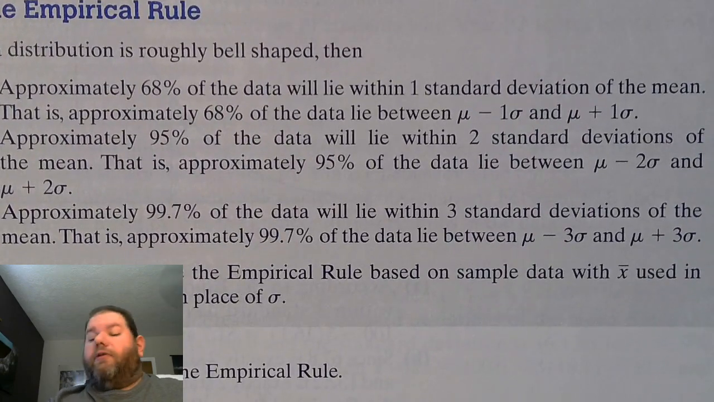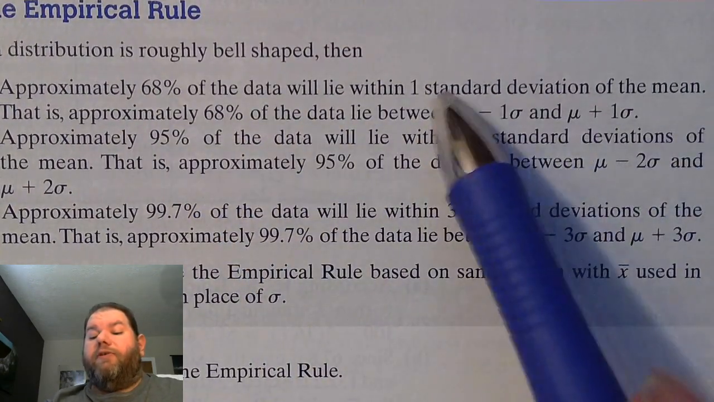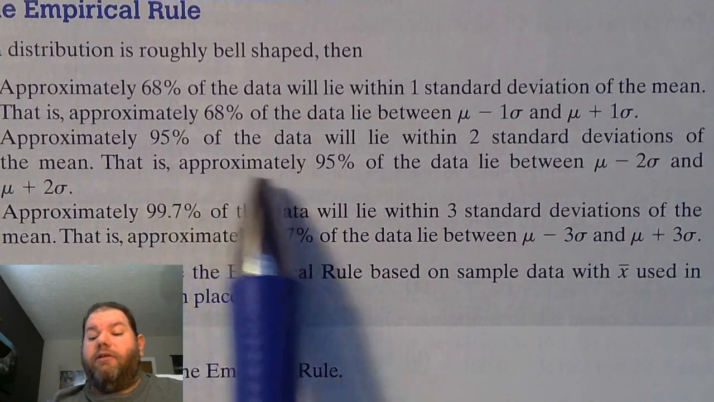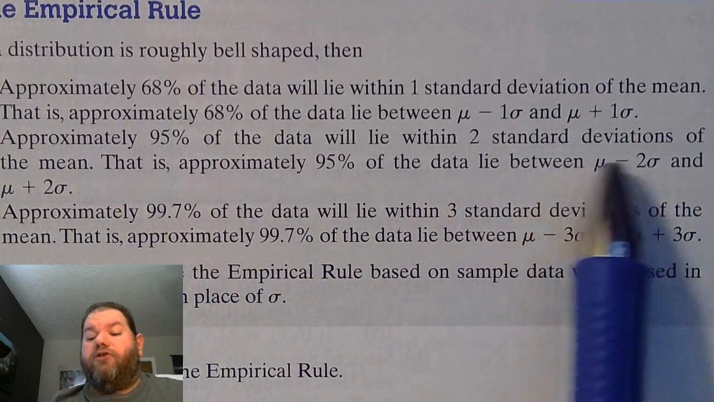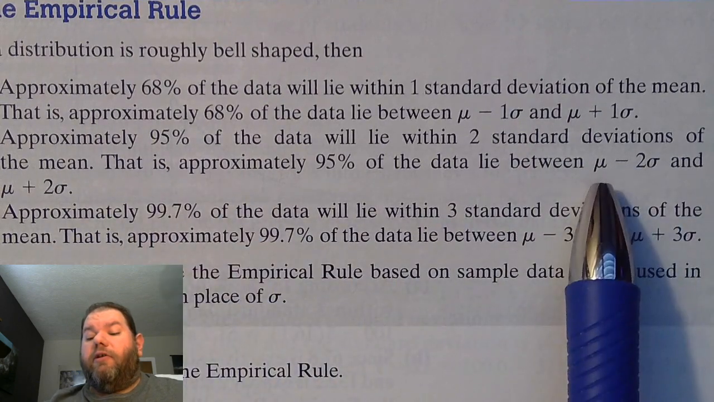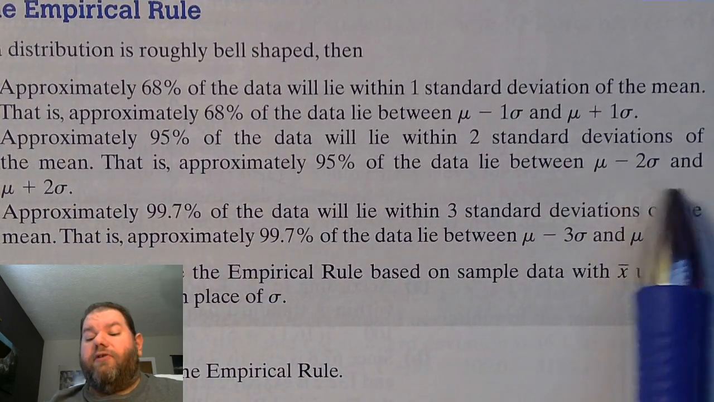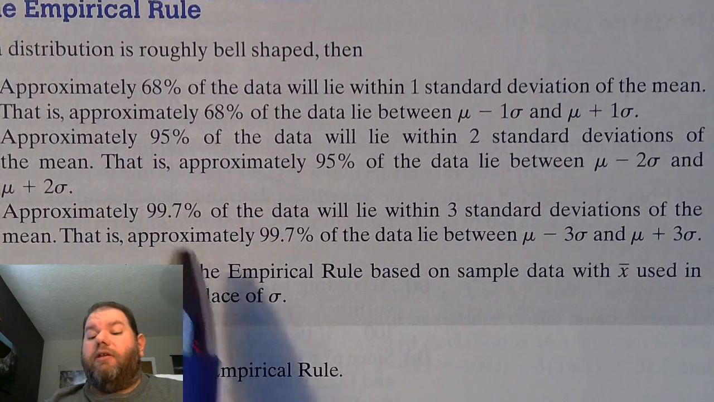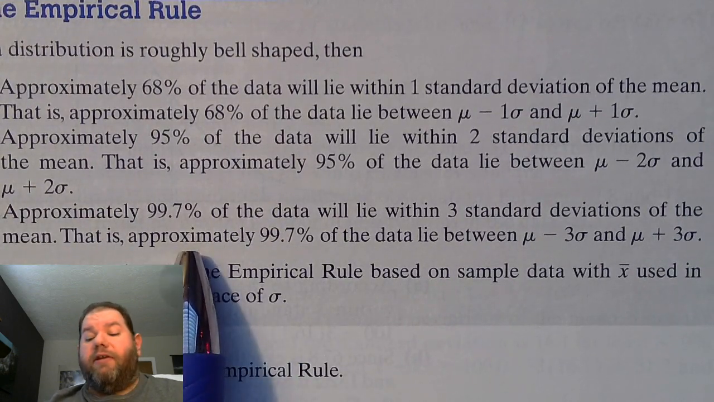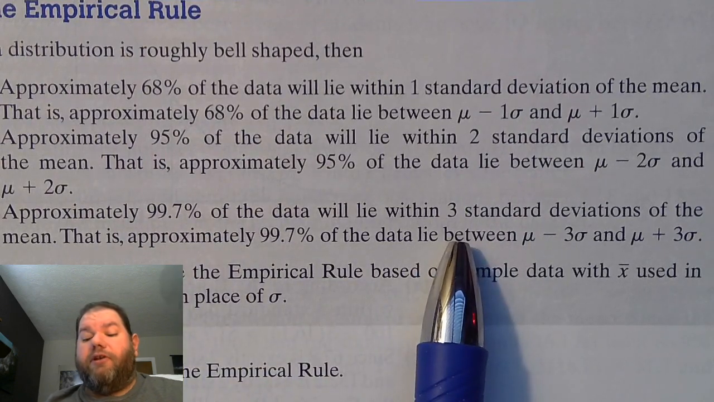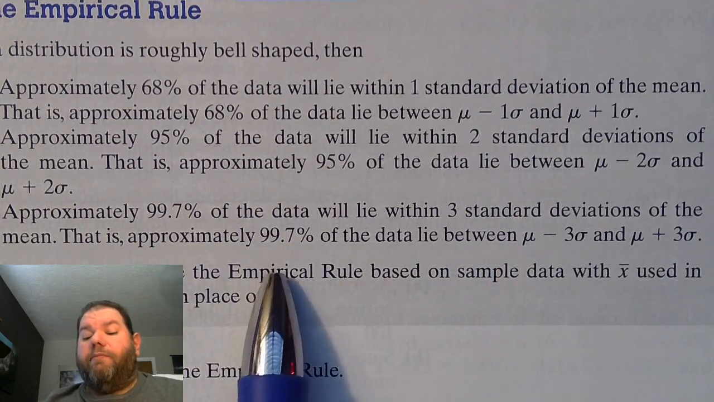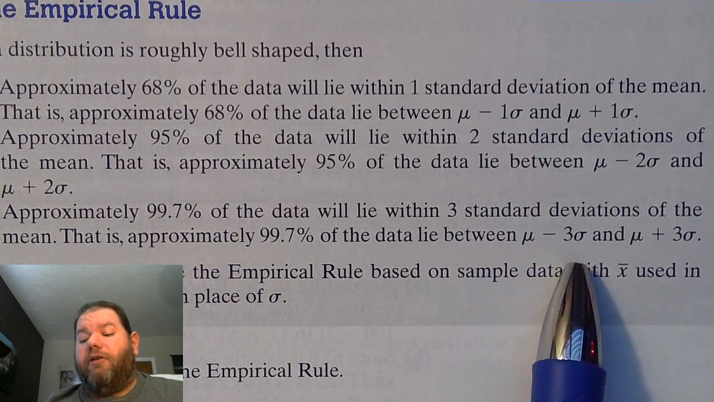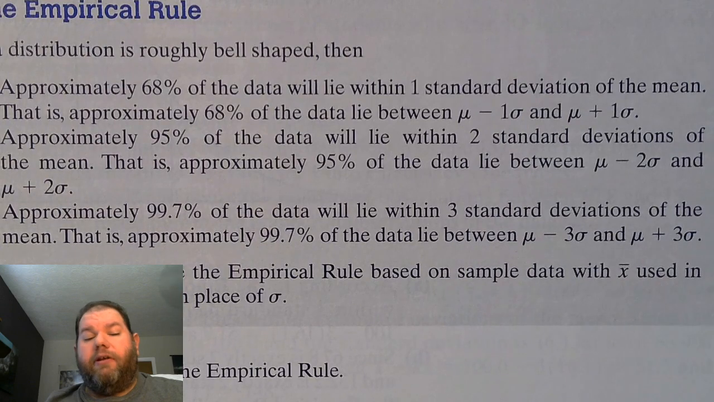Okay, so 68% is within one standard deviation of the mean. 95% of the data will be within two standard deviations of the mean, which is the mean minus two standard deviations to the mean plus two standard deviations. And then 99.7% of data will be within three standard deviations of the mean. So it's between the mean minus 3 times the standard deviation and the mean plus 3 times the standard deviation.